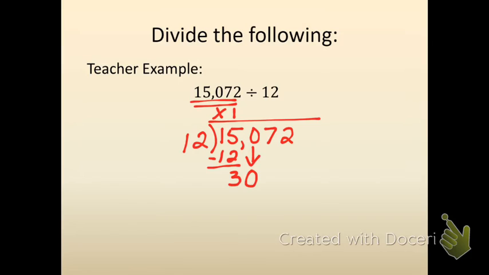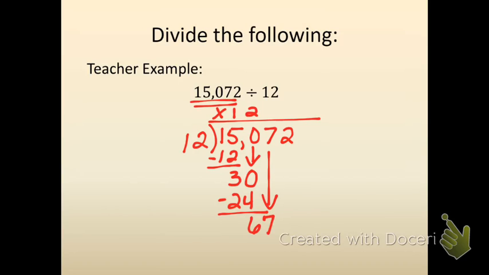So 12 into 30. How many times is 12 going to go into 30? 2 times. So we put it above that 0 because that's the one we brought down. 2 times 12 is 24. So we're going to subtract that. 30 minus 24, what's that give us? 6. Bring down our next number.